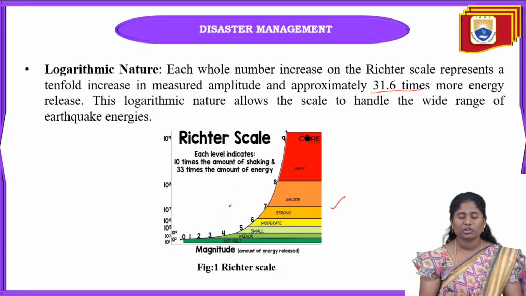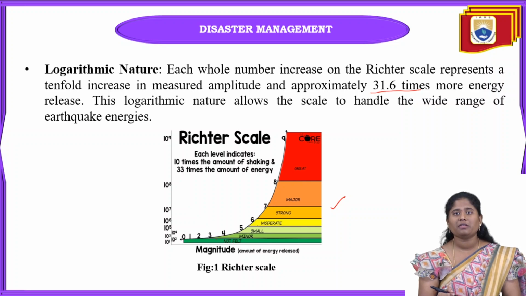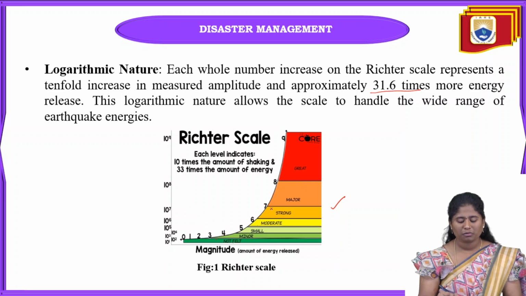Here you can see the ratios. From 0 to 3 it is not at all felt, and 4 to 5 is a minor earthquake. The next is 5 to 6, which is moderate, and 6 to 7 is somewhat strong, where very weak buildings may collapse. And next one is 7 to 8 and 8 to 9.